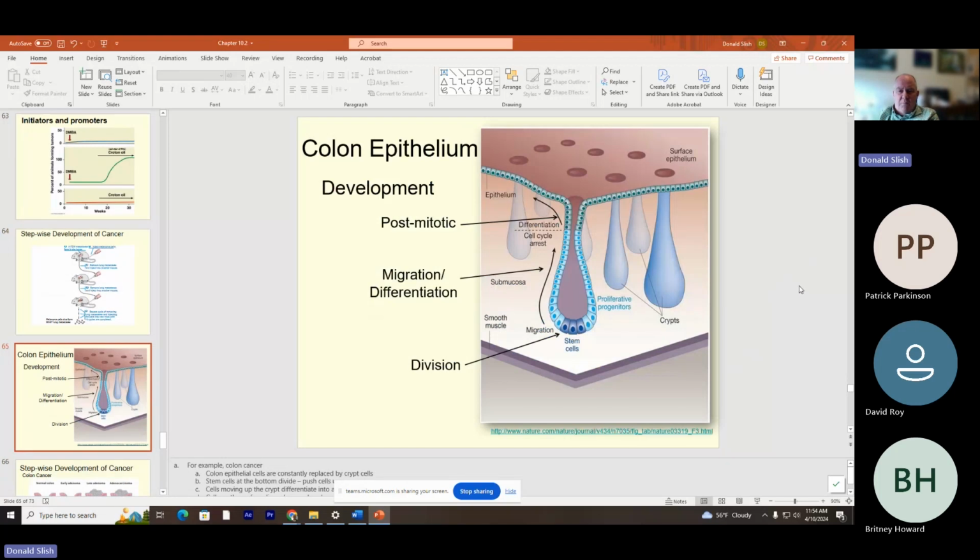Here, this is another one I tend to harp on a lot because I really like this. This is your large intestine, your colon. Colon cells at the surface are being replaced constantly by cells in these crypts. So you've got stem cells at the bottom of the crypt that divide, and then cells move up this way and differentiate as they go.